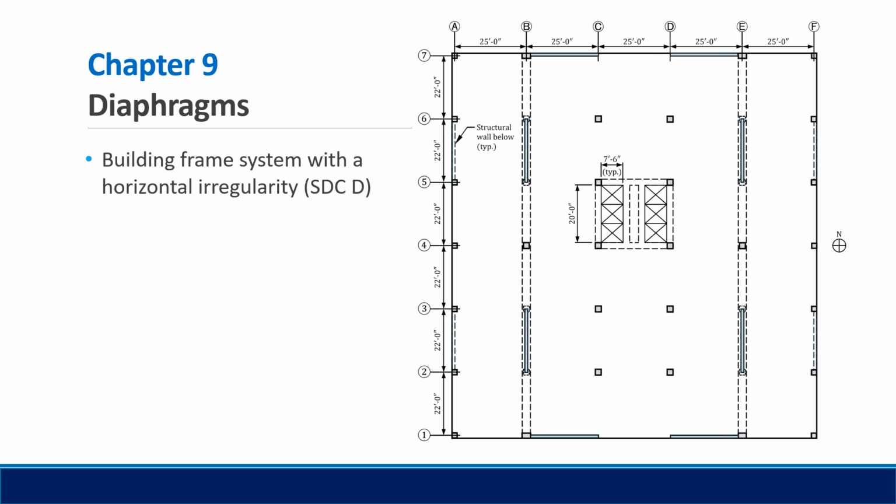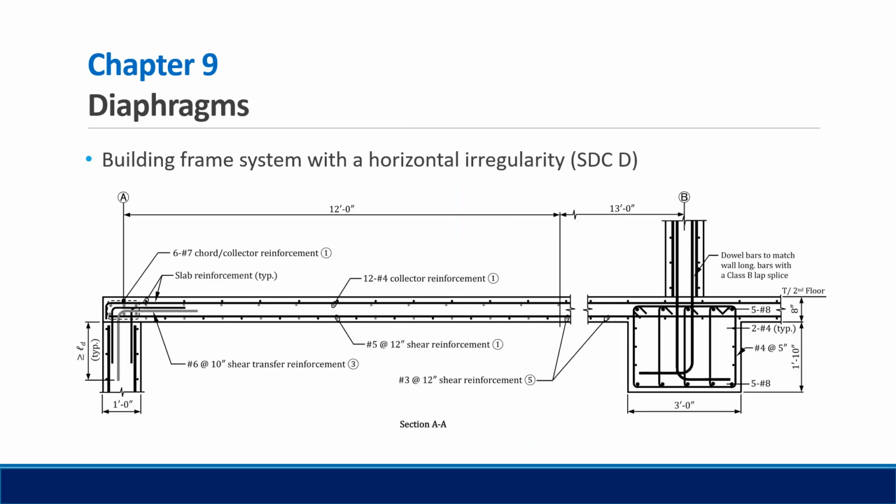Design and detailing requirements for diaphragms are given in Chapter 9. Comprehensive examples provide methods to determine all the required reinforcement. Example 9.3 illustrates the design procedure for a building frame system with a horizontal irregularity. Structural walls are terminated at the top of the first story, and the forces are transferred through the diaphragm to the edges of the building where there are the continuation of the structural walls. This example provides complete design and detailing of the semi-rigid diaphragm.